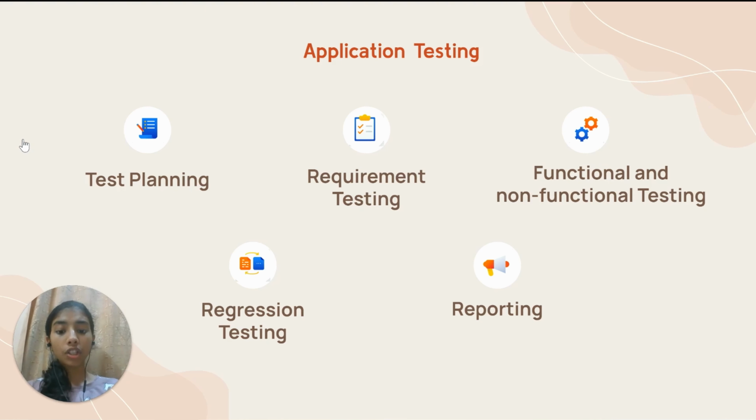The next step is functional and non-functional testing. Functional testing assesses the software behavior and functionality by testing specific features and user interaction. Non-functional testing focuses on aspects like performance, security, usability, and scalability. The next step is regression testing. Regression testing is conducted to ensure that new code changes or updates do not introduce new defects or break existing functionality. The final step is reporting. Reporting in testing involves documenting the testing process and its outcome.